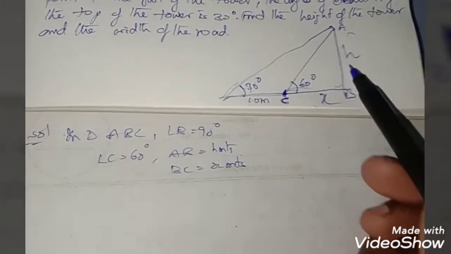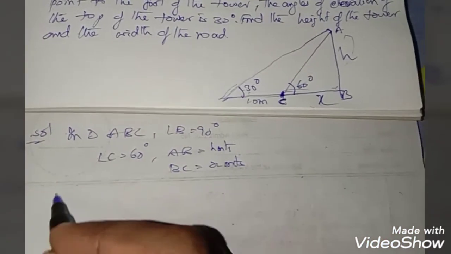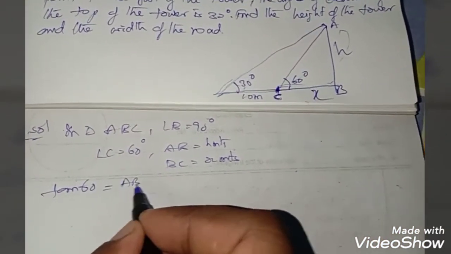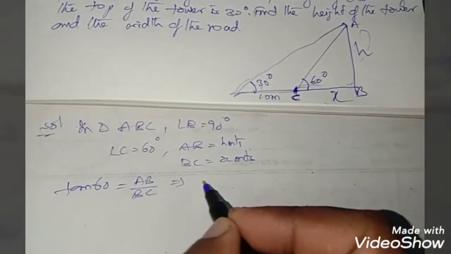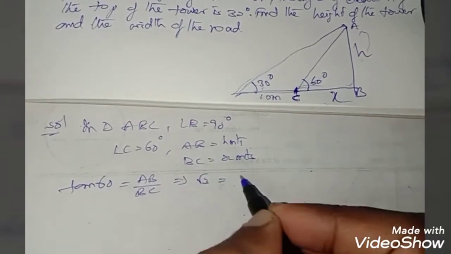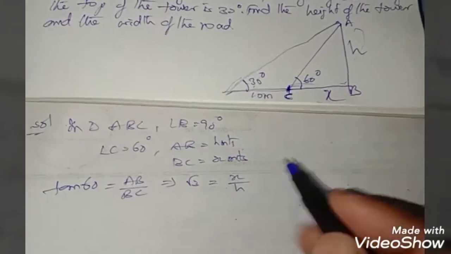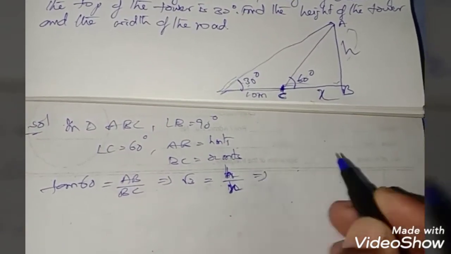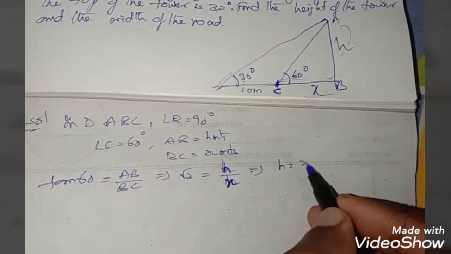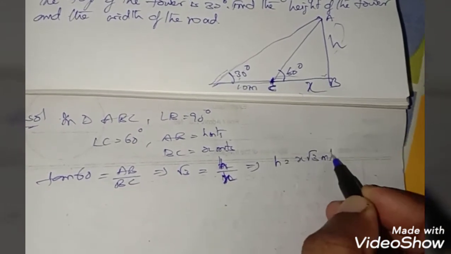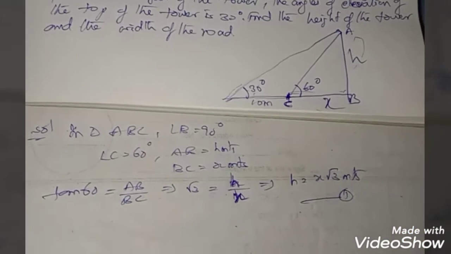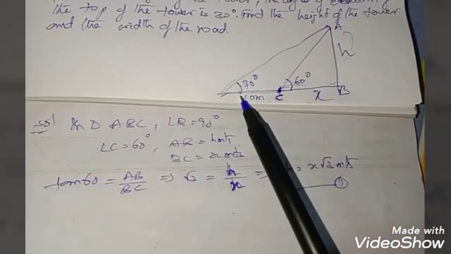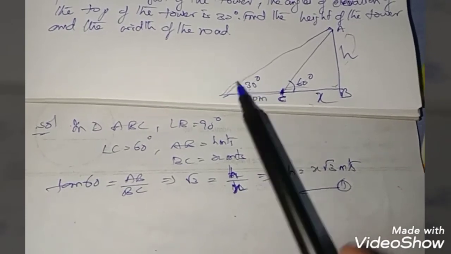Now here opposite and adjacent values are given, so I can say tan 60 is equal to AB by BC. This implies tan 60 value root 3 is equal to h by x. Now if I cross multiply, h is equal to x root 3 meters. Now I denote this as the first equation, right? After denoting the first equation, you have to find the second angle. So the second angle is given as 30 degree.